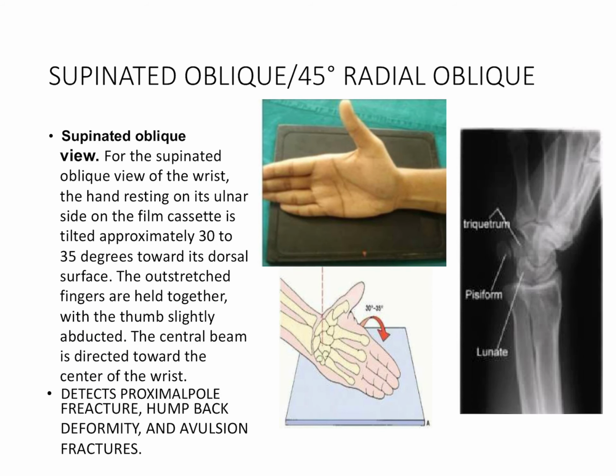The supinated oblique, that is oblique view of the radial oblique. For the supinated oblique view of the wrist, the hand is resting on the ulnar side of the film cassette and tilted approximately 30 to 35 degrees. It detects proximal pole fractures, humpback deformity and avulsion fractures. Next.